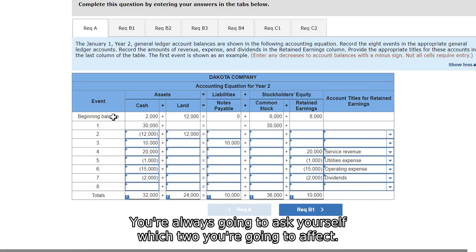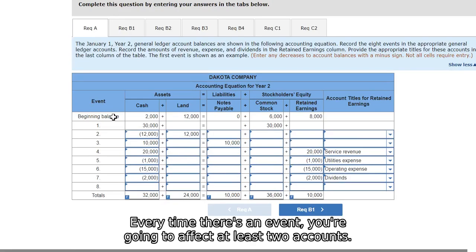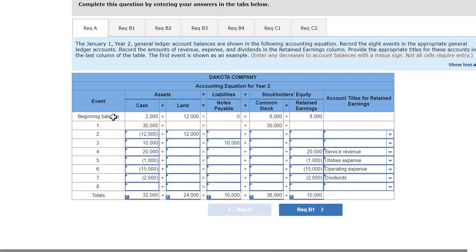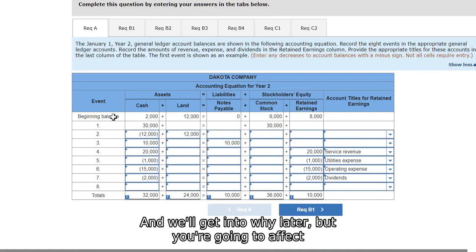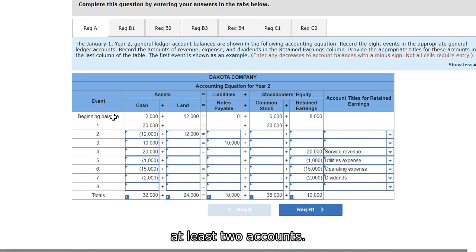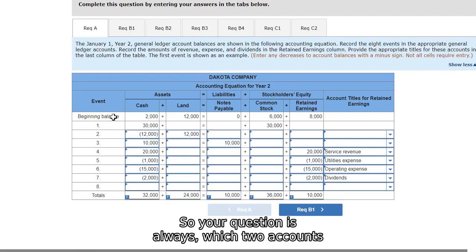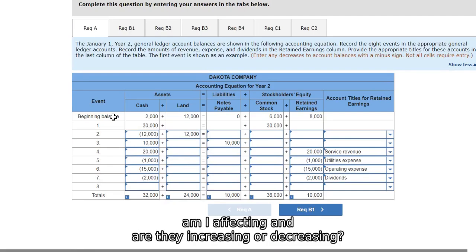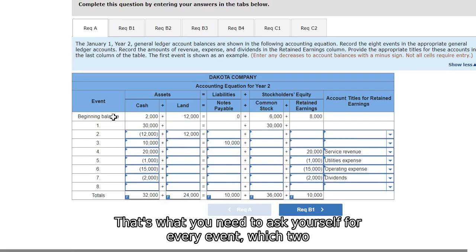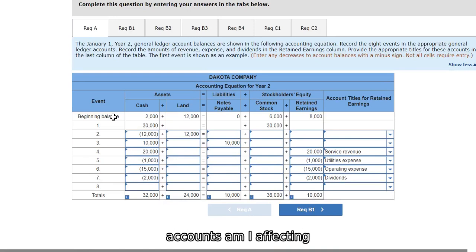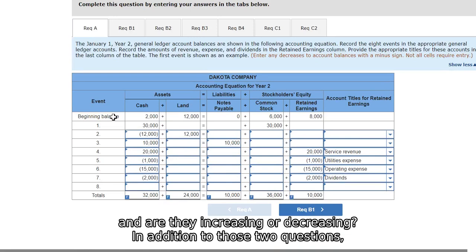Okay, you're always going to ask yourself which two. Every time there's an event, you're going to affect at least 2 accounts. And we'll get into why later. So your question is always, which 2 accounts am I affecting? And are they increasing or decreasing? That's what you need to ask yourself for every event.